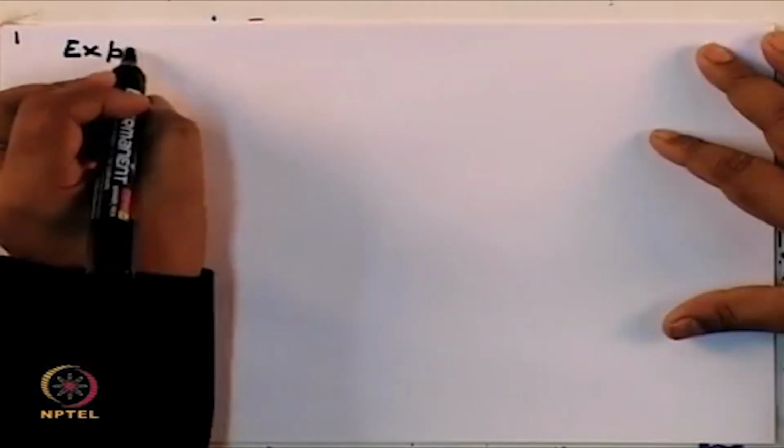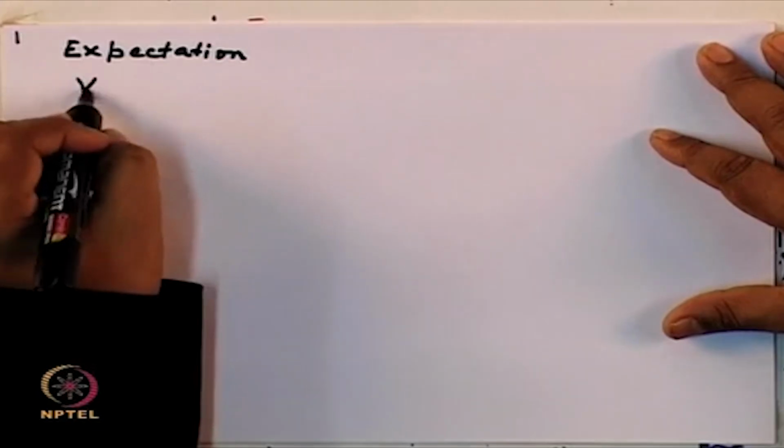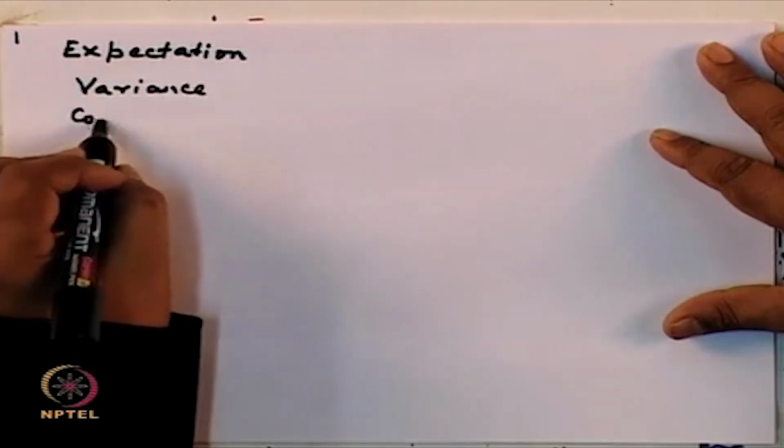We will begin by having a brief recap of what was covered in the previous class. One of the most important concepts we had introduced in the last class was the concept of expectation, and variance, and covariance.